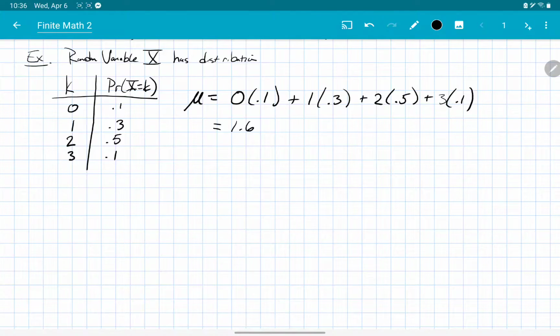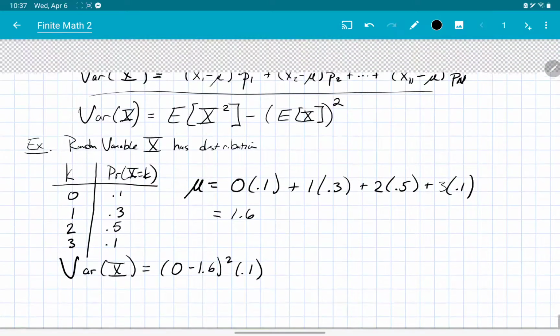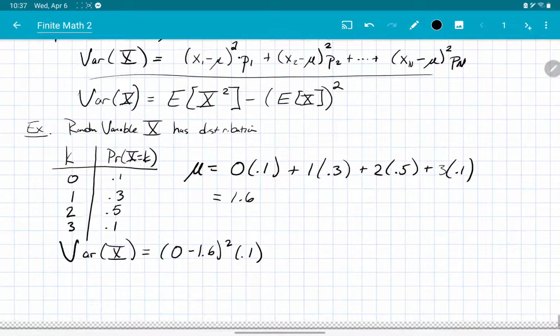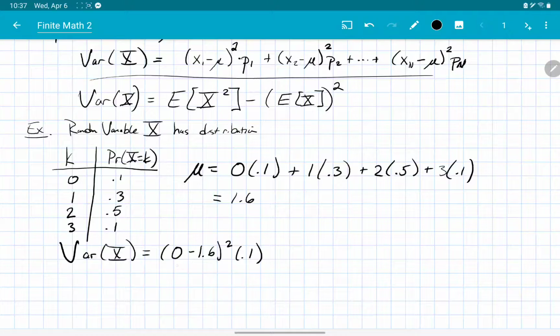Okay, so there's our mean, our mu. Now we can find our variance. The first thing we do is we take the first possible value for the variable, 0. We subtract the mean. We square it, and then we multiply it by its probability. Let's scroll up and look at the formula here. Okay, I'm going to leave the formula here so we see the formula, right? This is x1, this is mu, and this is probability 1.